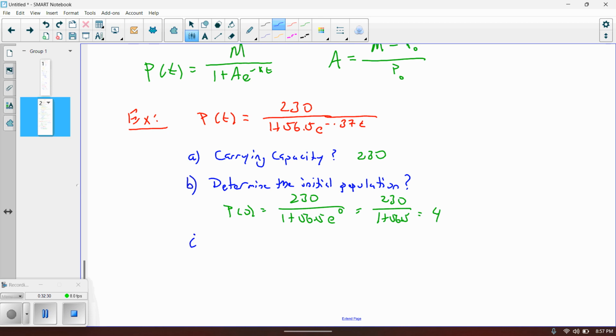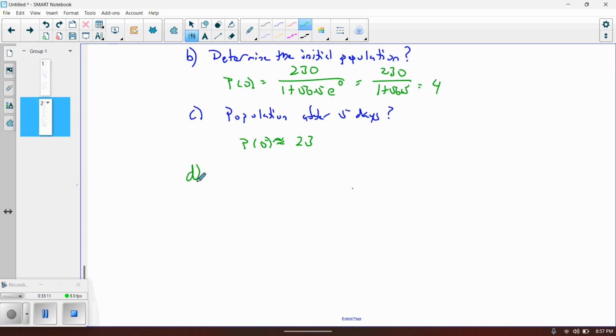If you simply want to know what the population is after 5 days, you would just plug in 5. I'm not going to go through the whole thing of writing all that out, but when you plug 5 in for t, this one works out to be an approximation of 23 fruit flies after 5 days. And then if you want to know how long it takes for the population to reach a certain amount, you're solving for t.